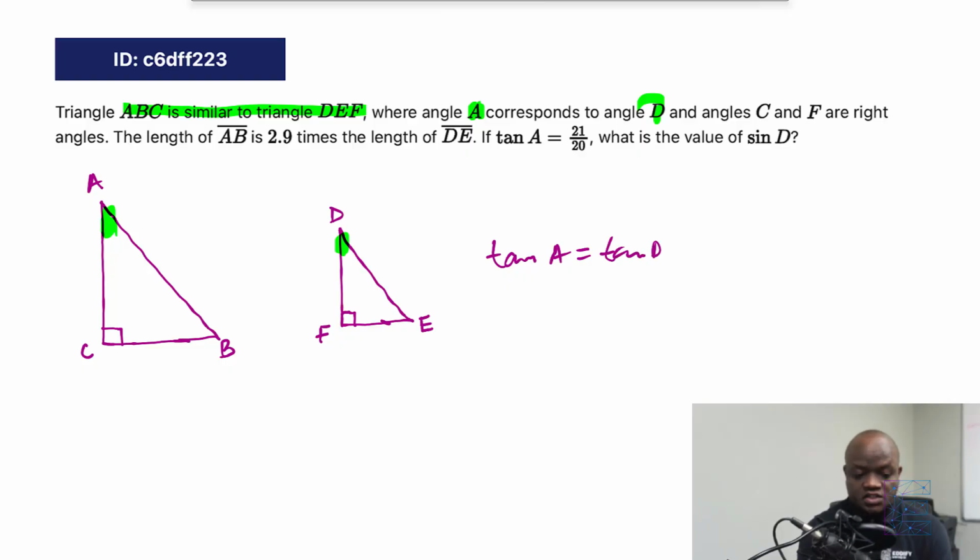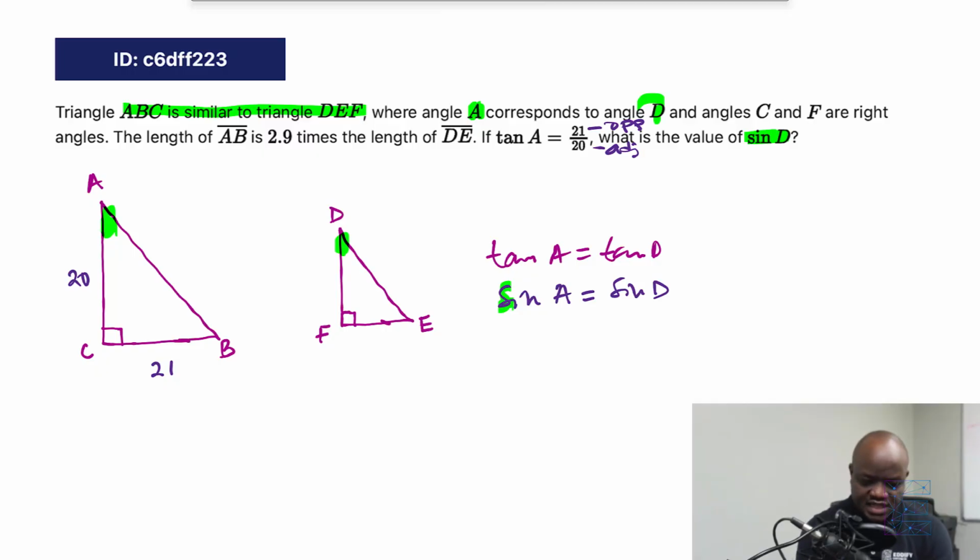Now this question really asks for sine D, so there's just a tiny little bit of math we need to do here. Sine of angle A must equal the sine of angle D. So let's unpack this. If you're given tangent of angle A as 21 over 20, that means 21 is the side opposite to angle A and 20 is the side adjacent to angle A. So we can come over here and say opposite to A is 21, adjacent to angle A is 20, meaning we can figure out sine.